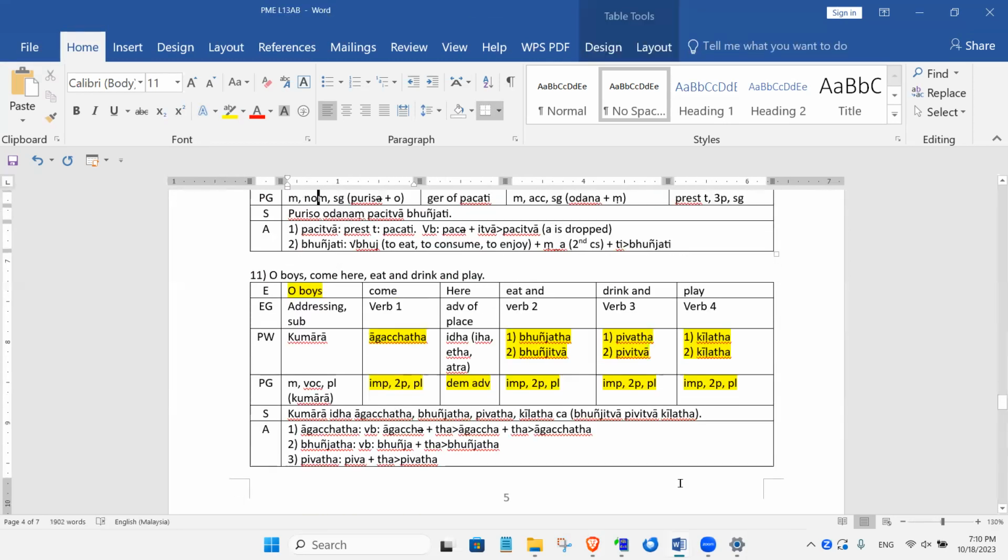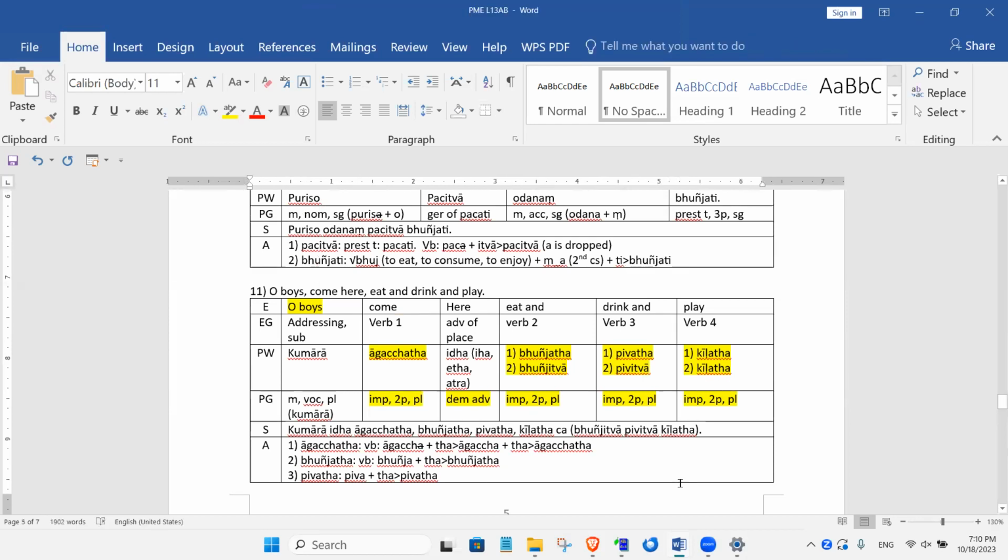Okay, now Sumita wants to ask about this part B, 11: "All boys..." Yes, no problem. Vocative plural. Now, there are two ways to write it. The first way, if you want to write the action, one action, second action, third action, fourth action, you can use, since we are talking to the boys, the ta ending, second person plural.